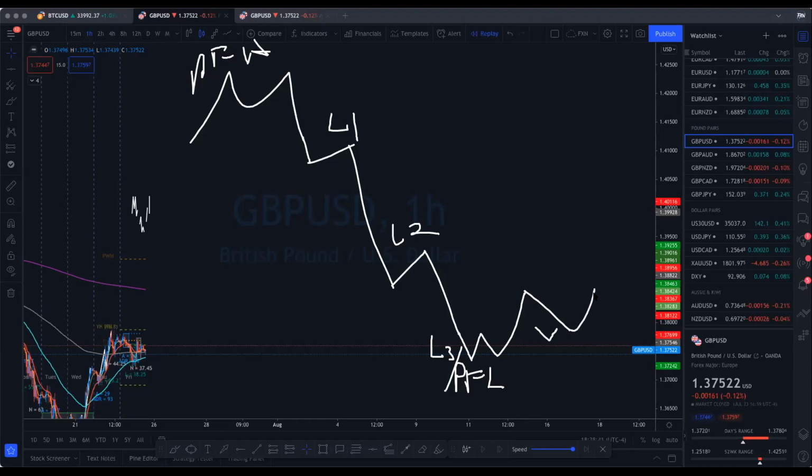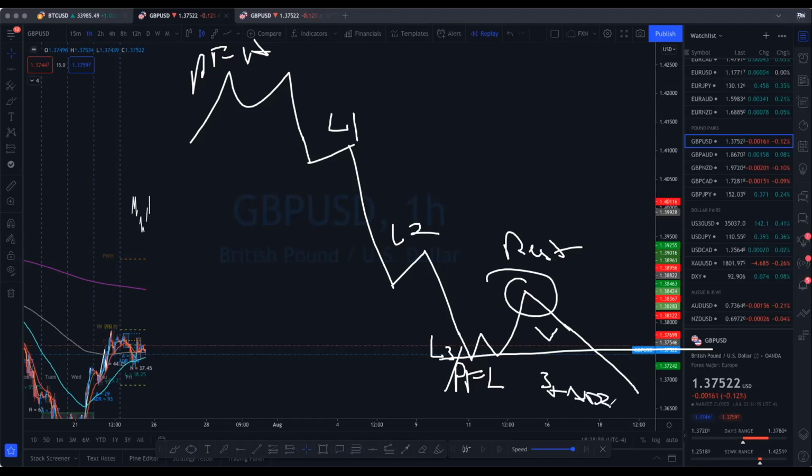Instead of turning around here, it doesn't do that. It just keeps going. And it keeps going down and it breaks this low. This right here becomes your reset. You can expect 3 times ADR down in that direction at least.